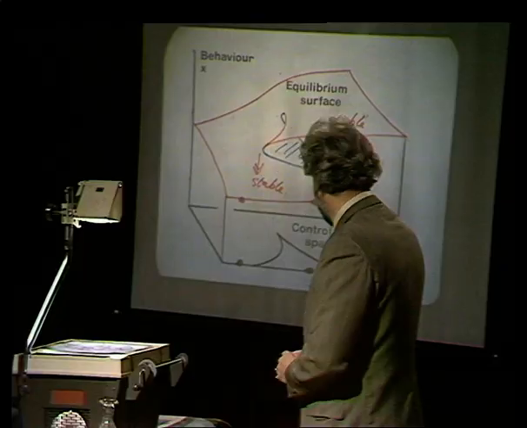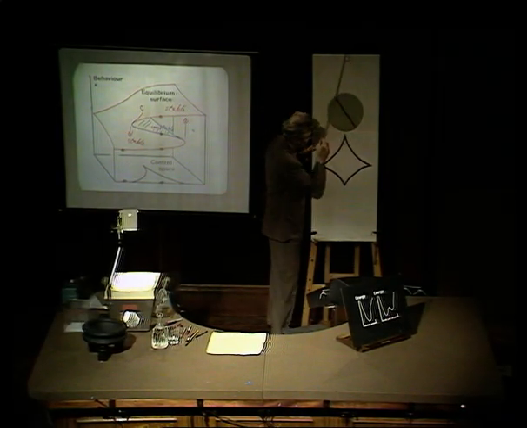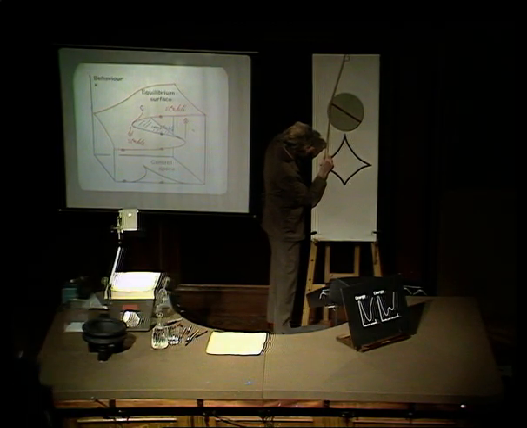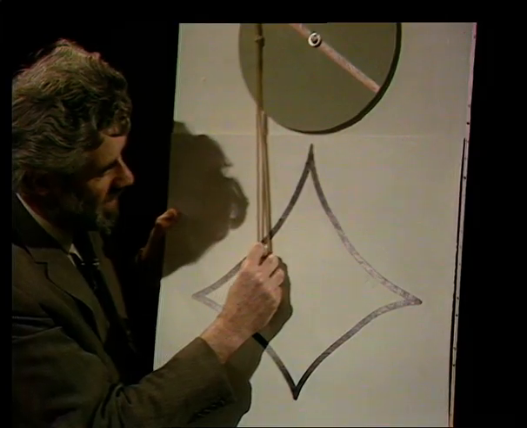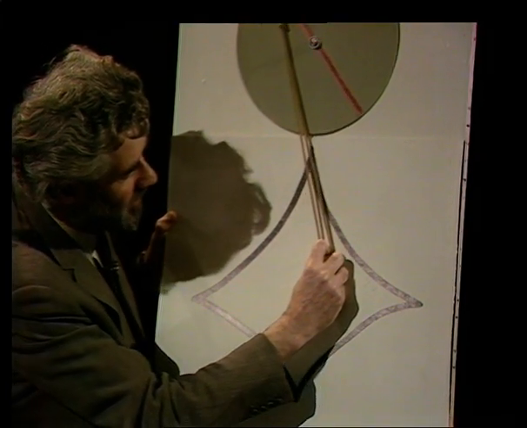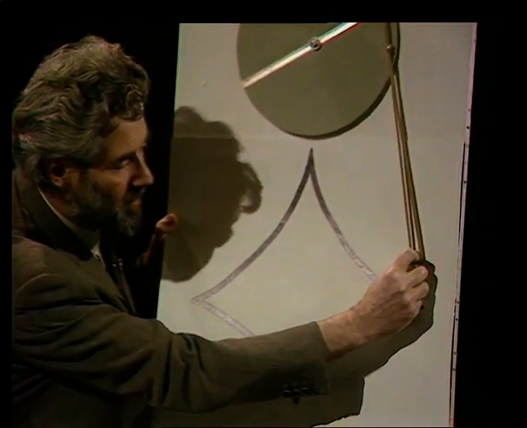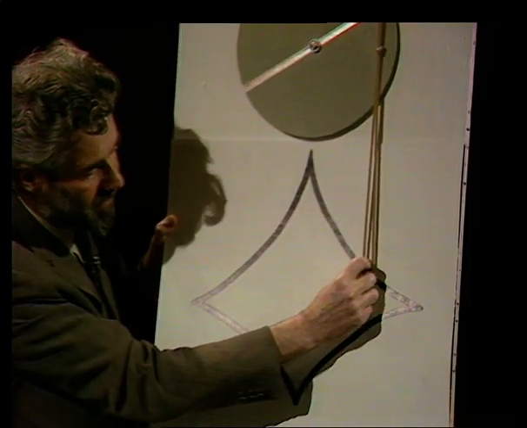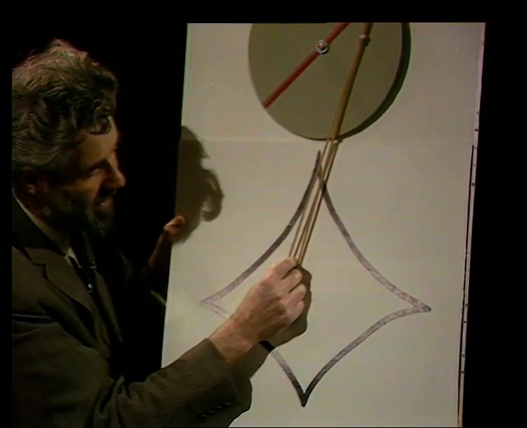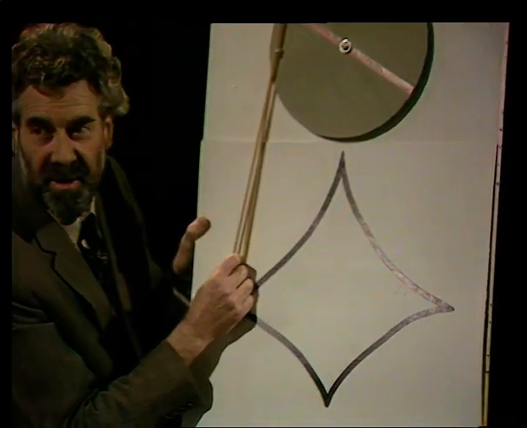So let me just check that on the catastrophe machine. If we go along from the left, we're on the bottom surface, and we stay on the bottom surface until we get to the right-hand side of the cusp, and at that point, we have to jump up onto the top surface. Now we're on the top surface, and we come back. We remain on the top surface, quite happily, until we get to the left-hand side of the cusp, and then we jump down onto the bottom surface again.